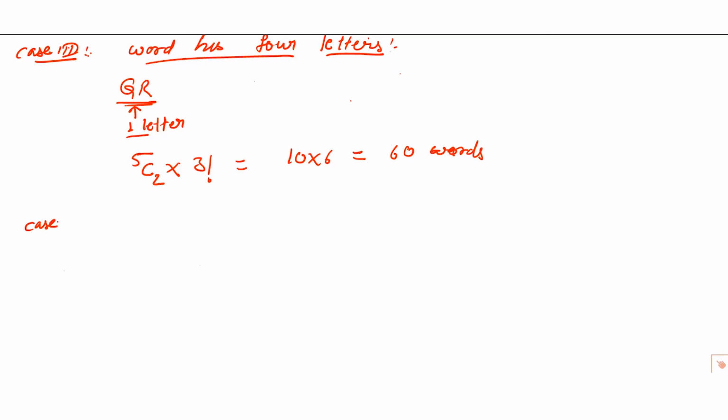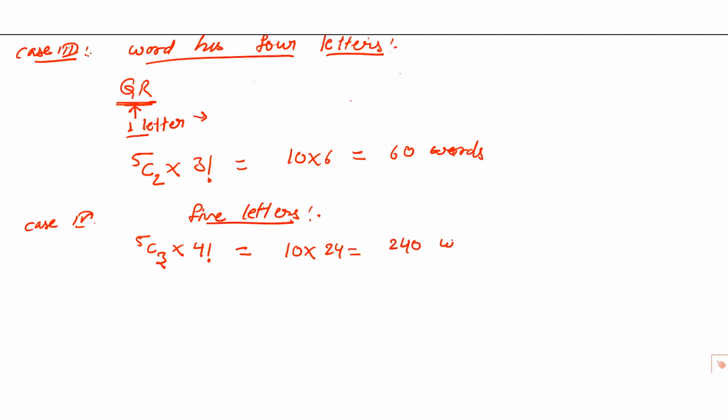Next, case 4, when the word has 5 letters. Same way, QR must be there. We are considering it as a single letter. The remaining 3 letters can be chosen from 5 letters, and these 3 chosen letters and QR as 1 can be arranged in 4 factorial ways. So it can be done in 10 into 24, that will be your 240 words.